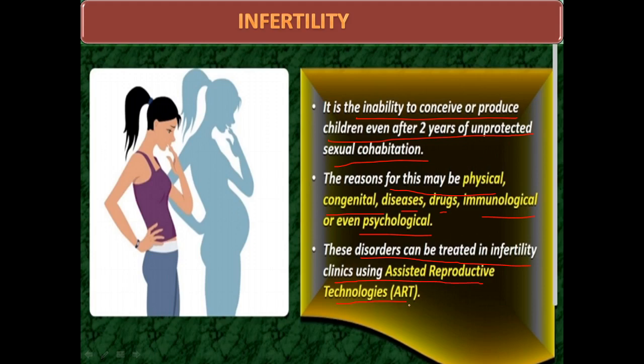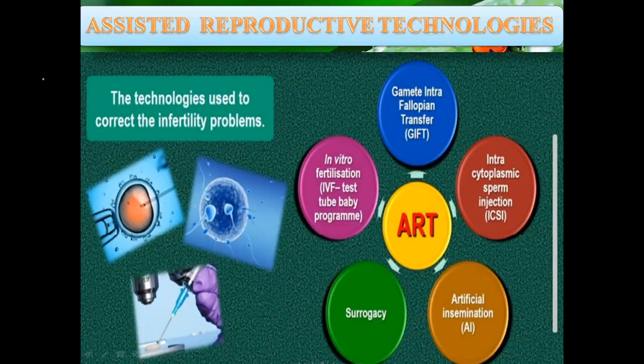So, what is included in the assisted reproductive technologies are the techniques. Assisted reproductive technology means the technologies used to correct infertility problems. There are various ways. First one is in vitro fertilization, which is called IVF, the test tube baby programme.